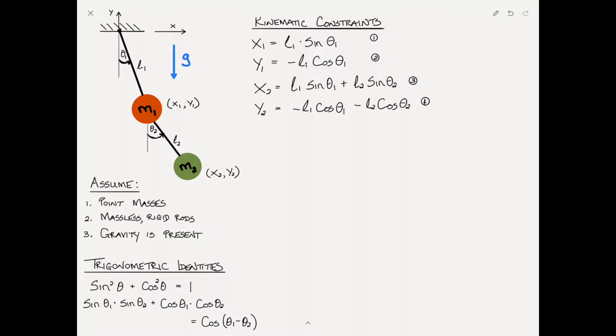Now we can find the velocities by taking the time derivative of each of our coordinates. Velocities. And we take the time derivative. So x1 dot is equal to, let's write it as theta 1 dot times L1, sine becomes cosine, theta 1. And y1 dot is equal to negative, cosine becomes negative sine, so this cancels the negative, and we simply end up with theta 1 dot times L1 sine of theta 1.